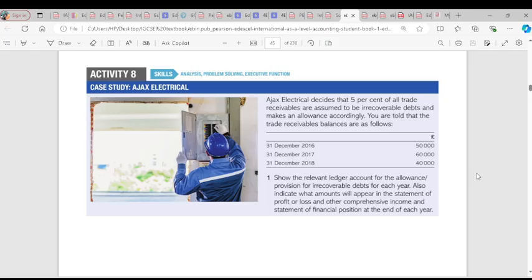At 31st of December 2016, there's a trade receivable of 50,000. At the end of 31st December 2016, there's a trade receivable of 50,000, which means there's 5% on trade receivable of 50,000. So 5% of 50,000 is 2,500. So our irrecoverable debt for 2016 is 2,500.